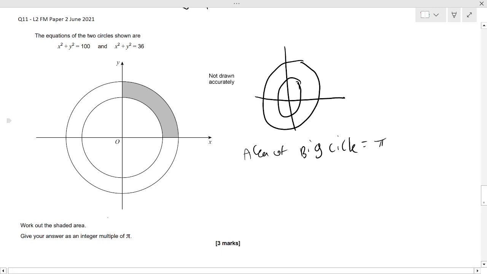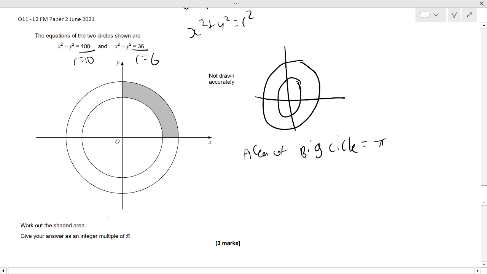But what's the radius going to be? O is the center. So the distance here is going to be the radius. You should know in general, x squared plus y squared is r squared. That's from normal GCSE. So here 100 is r squared, so r is going to be 10, if you root 100. Likewise here, 36 is r squared, so r is going to be 6. If you square root 36, you get 6.